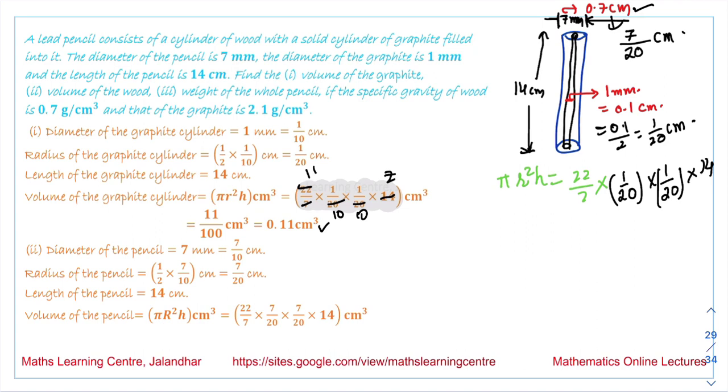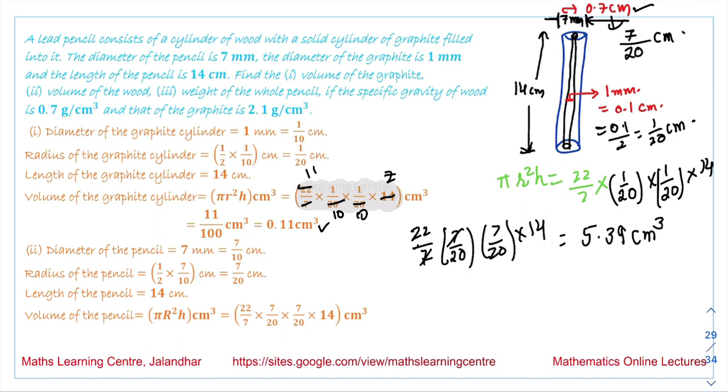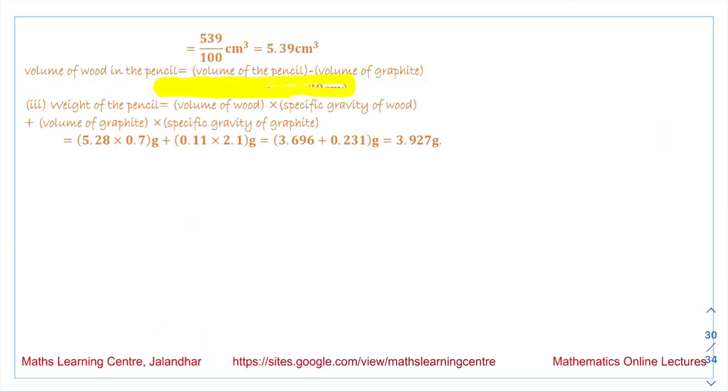So we have to find the volume of the wood. We are talking about first the volume of the pencil. So it will be pi, that is 22 by 7, then r square. The radius over here is 7 by 20 into 7 by 20. And the height we have is 14. So this 7 gets cancelled over here, and when we solve this value, we get the answer 5.39 centimeter cube. So this is the volume of the pencil. So the volume of the wood is the volume of the pencil, that is 5.39 centimeter cube, minus the volume of the graphite. When we subtract these two values, 5.39 and 0.11, we get 5.28 centimeter cube.